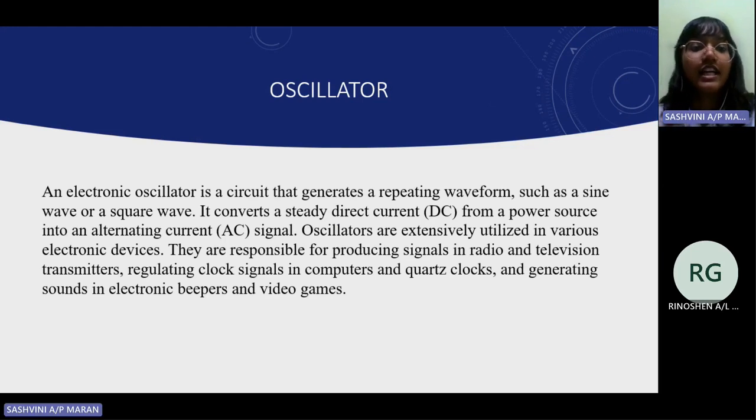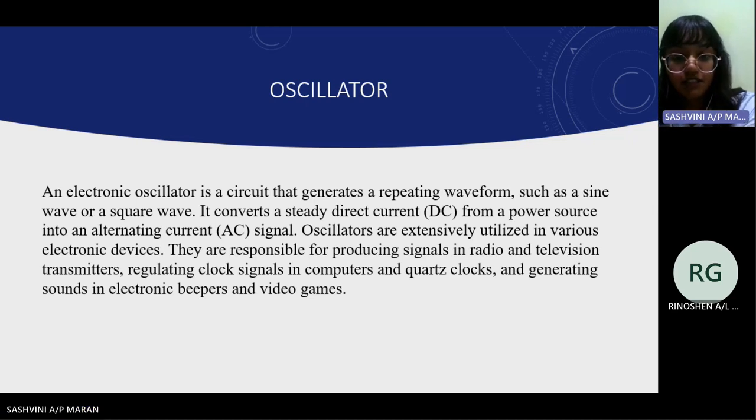For oscillator, an electronic oscillator is a circuit that generates a repeating waveform such as a sine wave or a square wave. It converts a steady direct current (DC) from a power source into an alternating current (AC) signal. Oscillators are extensively utilized in various electronic devices. They are responsible for producing signals in radio and television transmitters, regulating clock signals in computers and quartz clocks, and generating sounds in electronic beepers and video games.